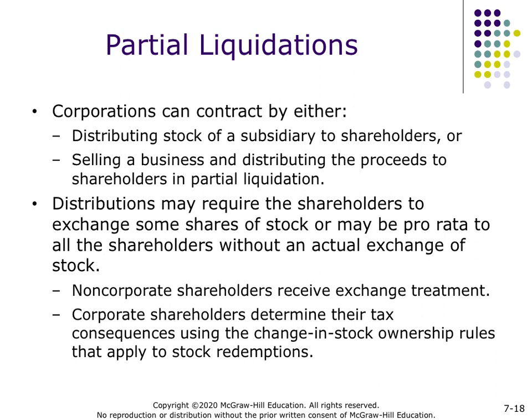This last slide talks just a little bit about partial liquidations. And it talks about how a corporation can contract, okay? So they can either distribute stock of a subsidiary to shareholders, or they can sell a business and distribute the proceeds in a partial liquidation, okay? And then you've got some rules about distributions. I just wanted to put this in there because you can have a partial liquidation of a corporation, but that is not going to be particularly important to us at this stage of the game.